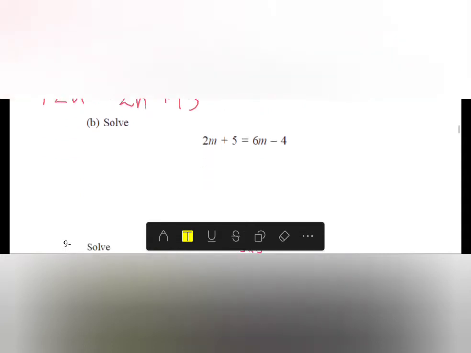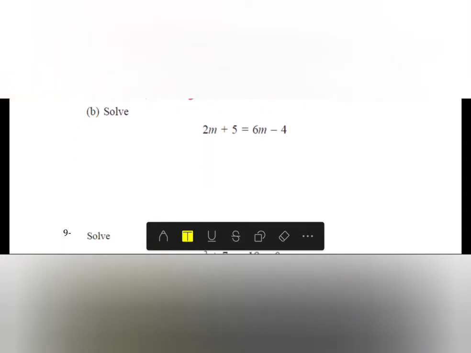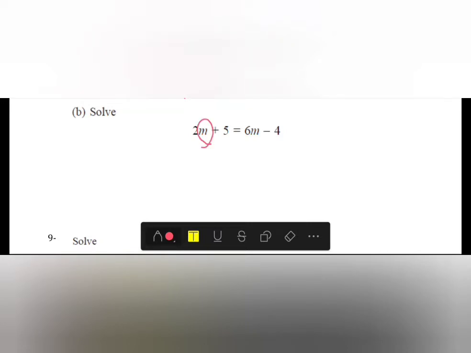Question B, solve. By solving, we have to find the value of the variable. And the variable here is m. So we're going to find the value of m. And we can find the value of m by putting all the constants together and all the variables in one side. So we're going to take 2m here and take it to the other side.